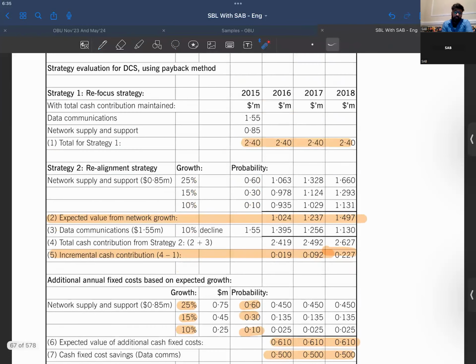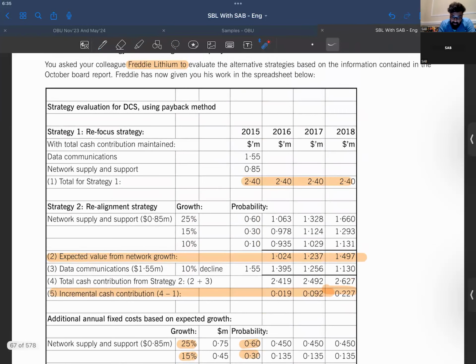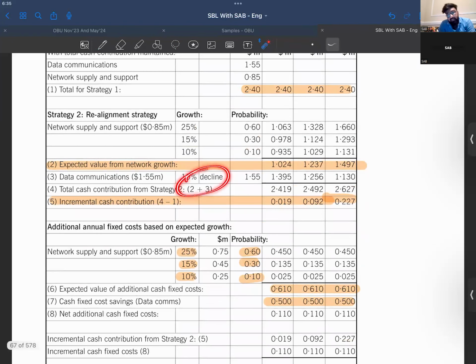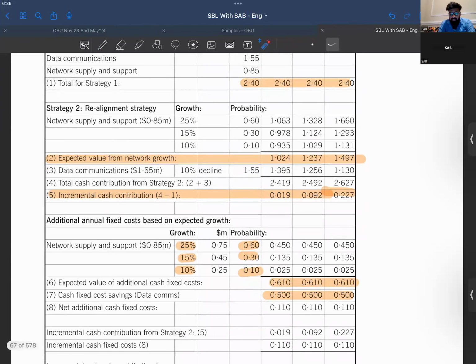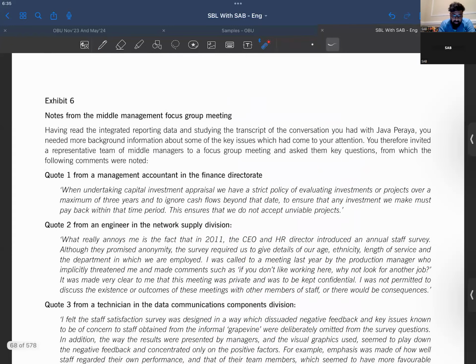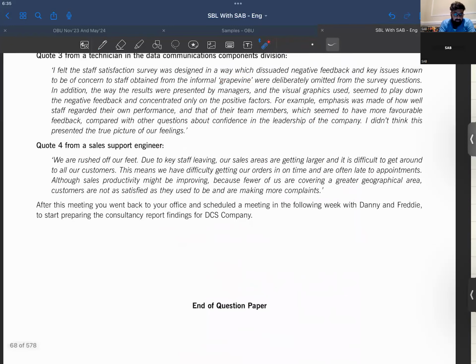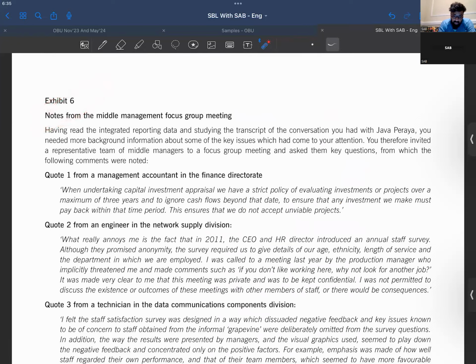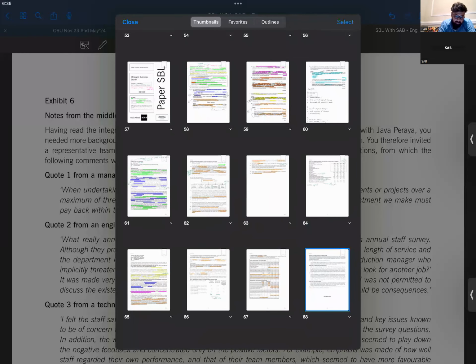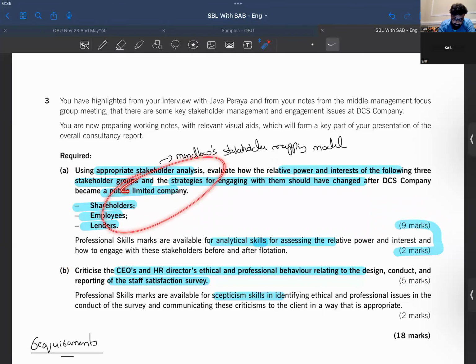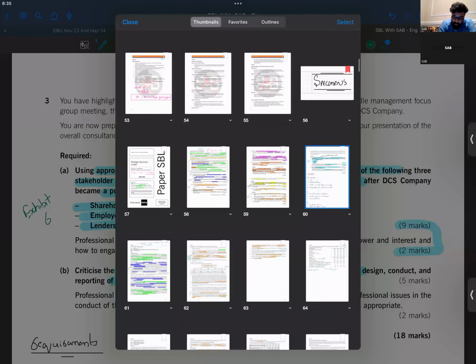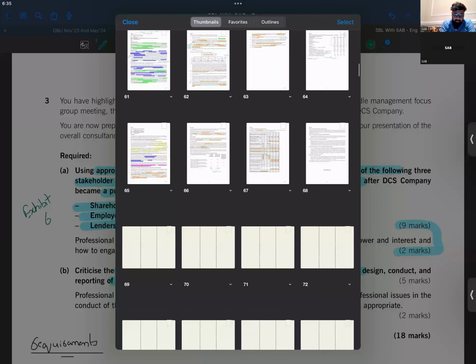And now you have to challenge this, right? That how these probabilities have been used, or why the 10% decline. Now you have to challenge these assumptions critically. We'll be attempting this, so don't worry. Once we have completed this past paper, you will have an idea of how to do that, right? And now the last part, stakeholder analysis and CEO and HR professional behavior. A proper exhibit for this requirement seems to be exhibit 6, right?